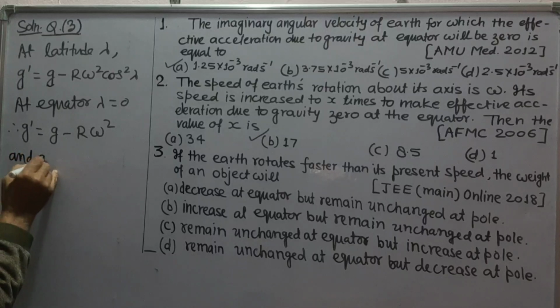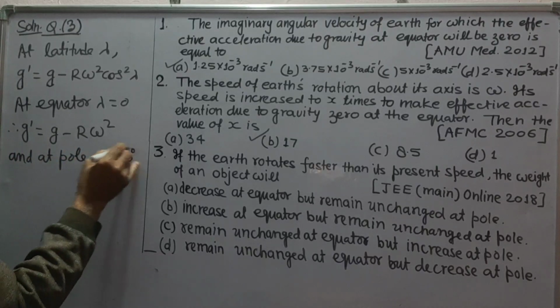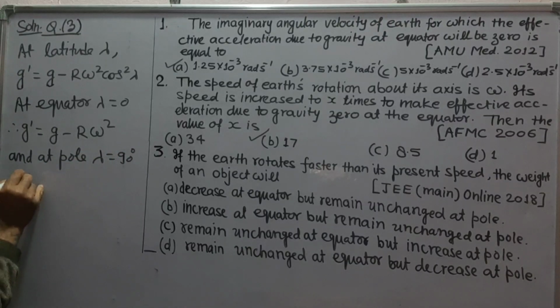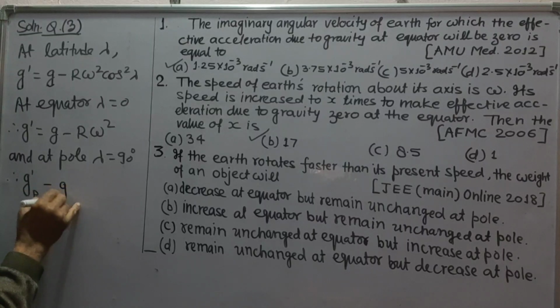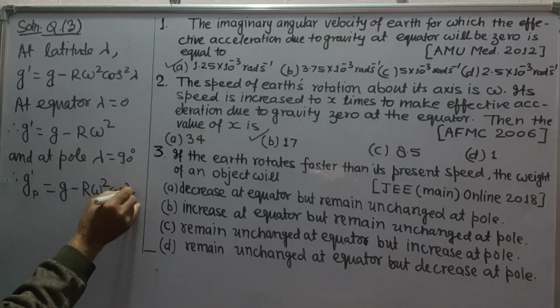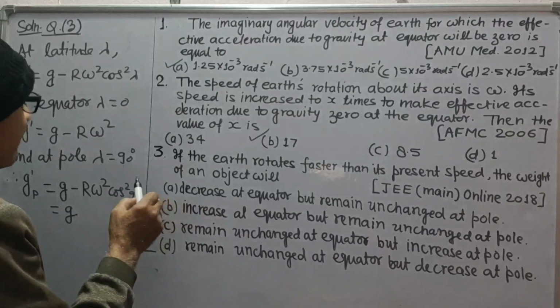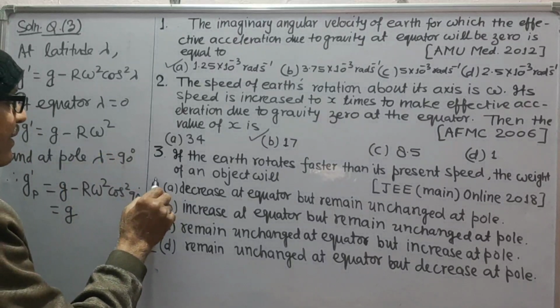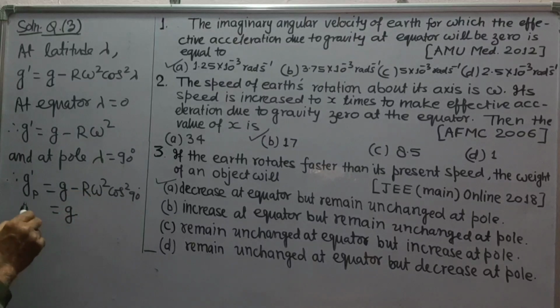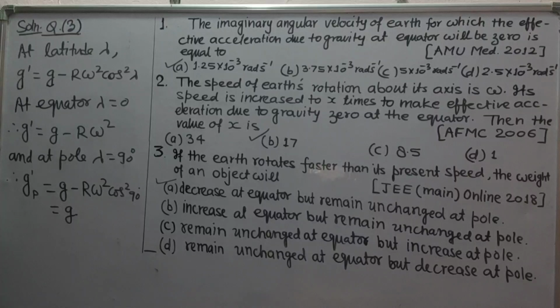And at pole, lambda is equal to 90 degree. Therefore, g dash at pole will be equal to g minus r omega square cos square 90 degree, which is 0. So, g dash equals g. Thus, the acceleration due to gravity will decrease at equator but will remain constant at pole. So the correct option will be A.